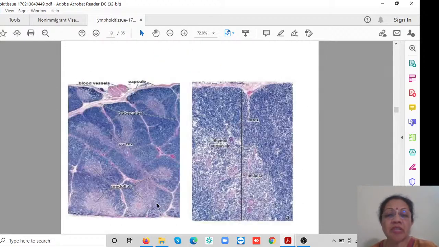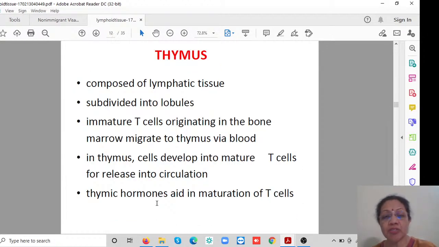We won't look at the gross anatomy. In histology, the thymus is composed of lymphatic tissue subdivided into lobules. The immature T cells, which originate in bone marrow, migrate to the thymus long back, very, very early in your life.